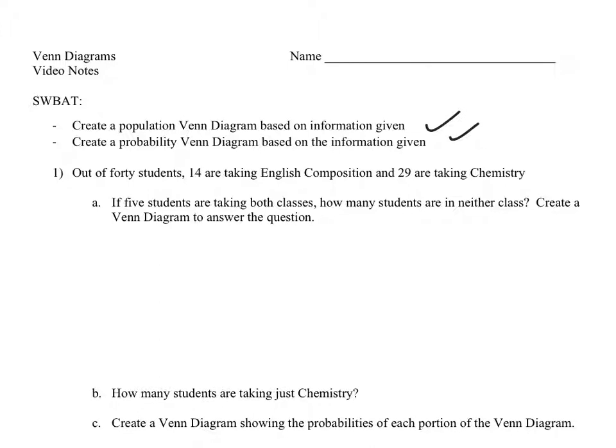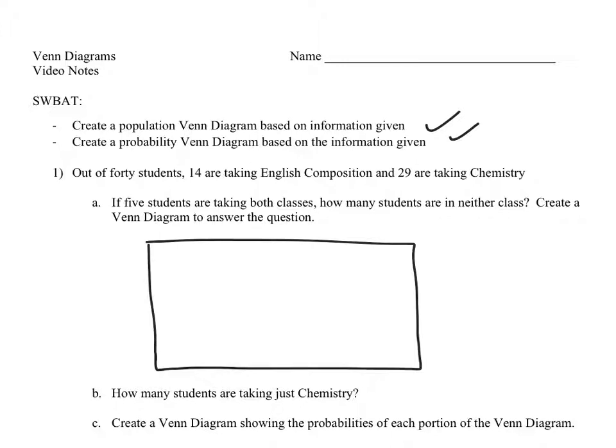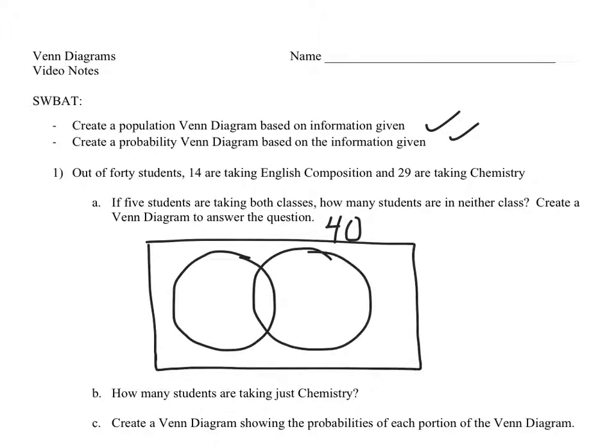Out of 40 students, 14 are taking English composition and 29 are taking chemistry. So hopefully you remember that a Venn diagram usually encompasses circles and a box, and that box represents the whole. So that box in this case represents 40 students. 14 are in English and 29 are taking chemistry. So we create little circles for each situation that we're discussing. So this is English and this is chemistry for me.